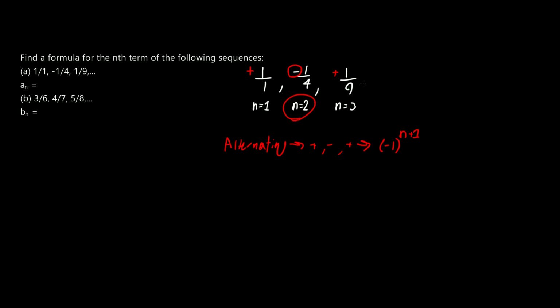And now let's talk about the numerator, just the top. Let me write down numerator here. And what do we see? Well, we see that it's 1 every single time. When n equals 1, it's 1. n equals 2, it's 1. And for 3, it's also 1. So it's going to stay 1 forever.